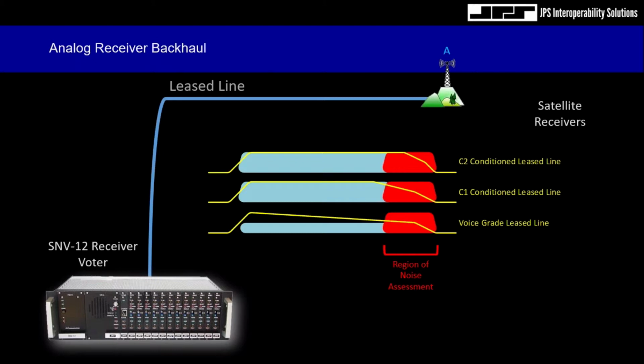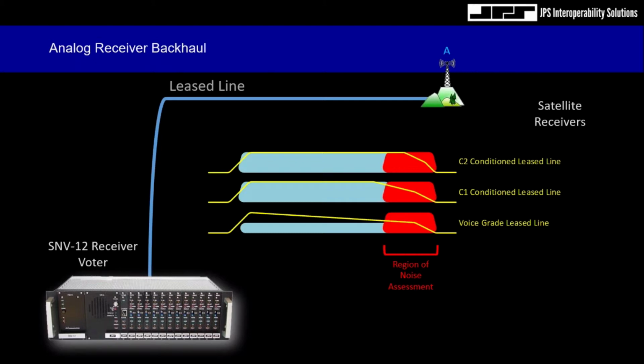Depending upon the grade of the leased line, spectral roll-off, particularly at the high end, can result in less noise energy arriving at the voter. And remember, if a voter determines a site has less noise energy, it will vote that site, even if that receiver's audio is poor in quality. In this example of a voice grade leased line, even the actual voice information is poor in quality. The receiver associated with this link will probably be inadvertently voted because the spectral noise energy is much lower due to the roll-off. This is classic misvoting.